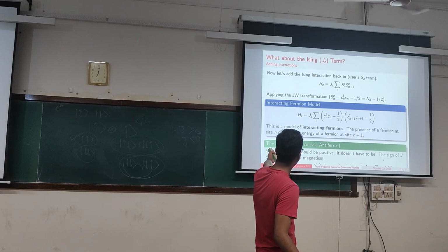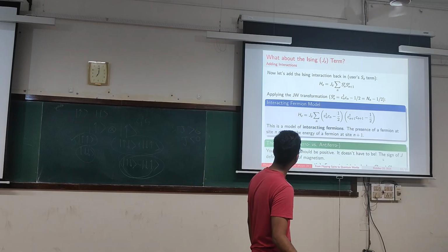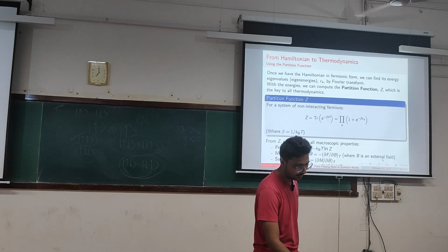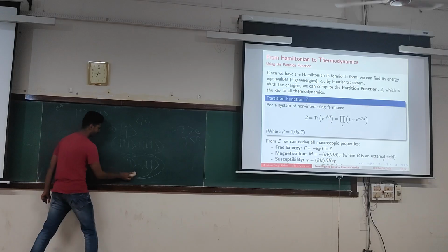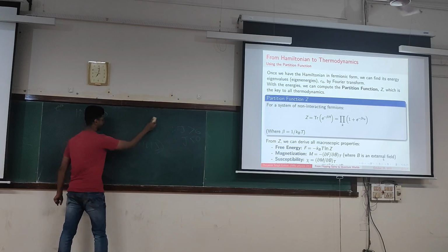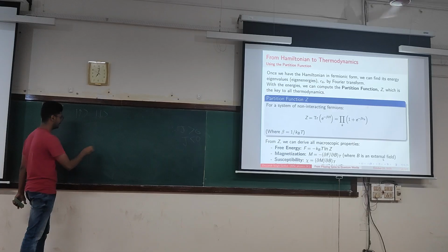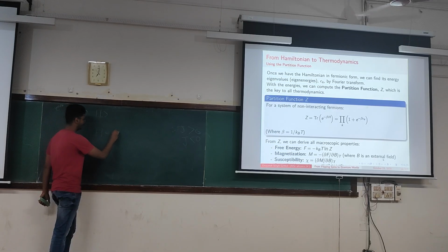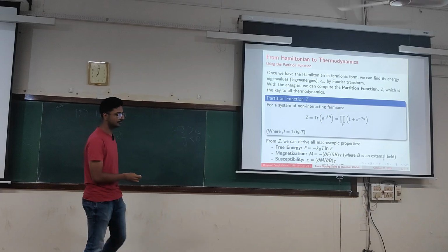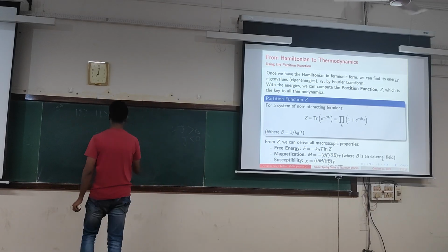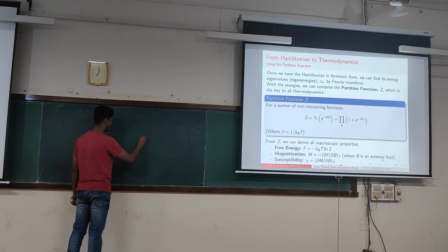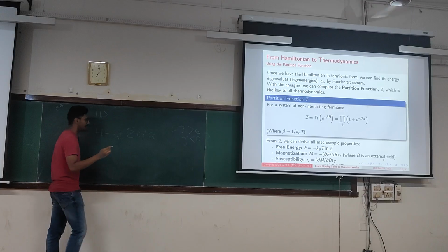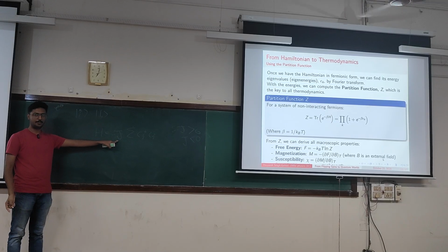So that was the sign of J explained. I don't think we have time to explain the interacting Hamiltonian, so I'm going to skip that. So we got our Hamiltonian to be H equals the summation of Cj dagger Cj. So we got this Hamiltonian.